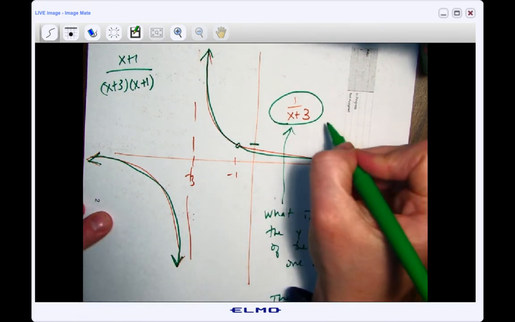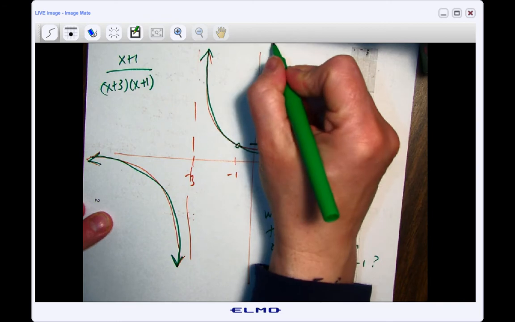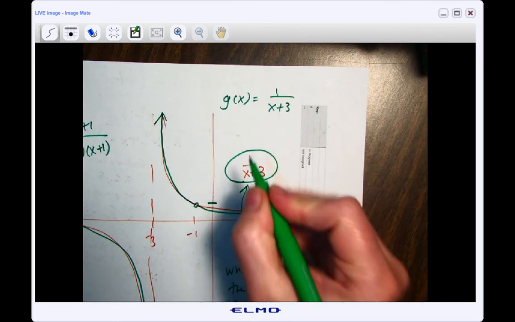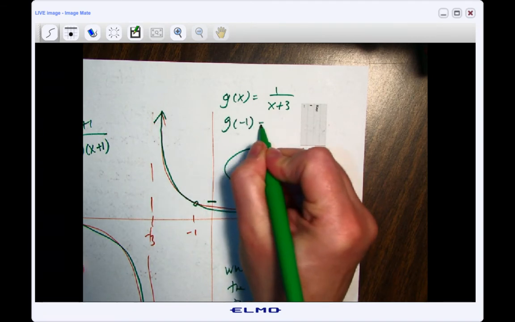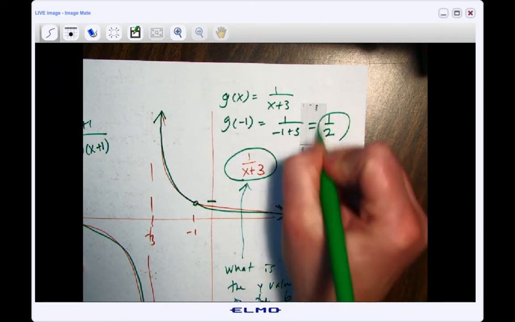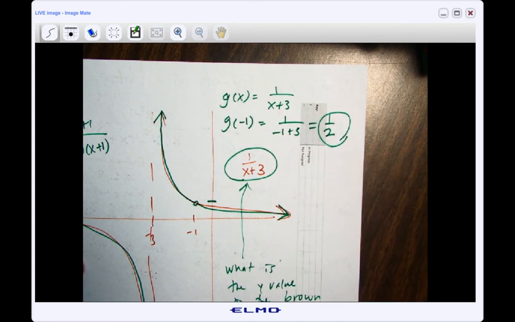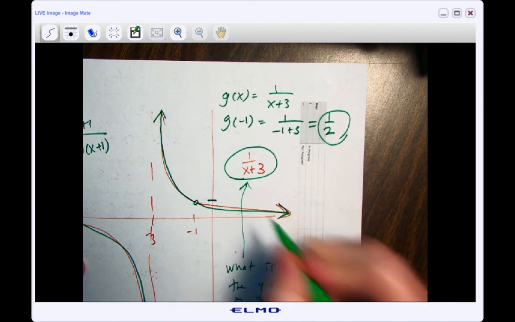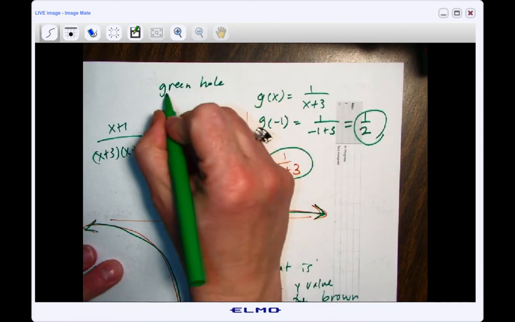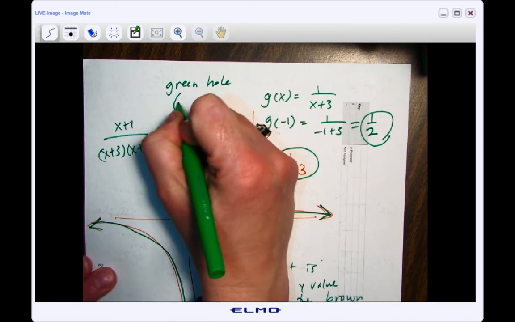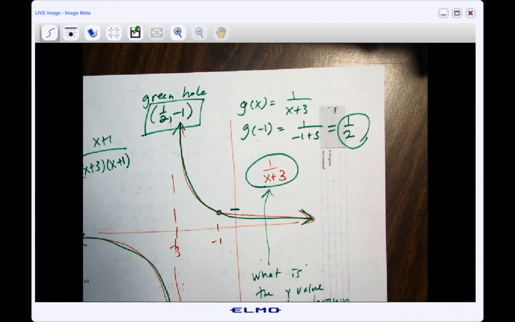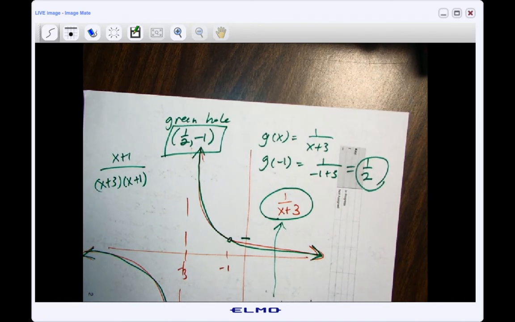Well, all I have to do is plug in a -1 here. So this one we call g of x, I guess. So g of -1 is equal to 1 over -1 plus 3, and we already knew it was going to come out to be 1/2 because we saw that on the calculator, right? So the green hole, the one for f of x, is going to be happening at 1/2 comma -1. That's its hole.